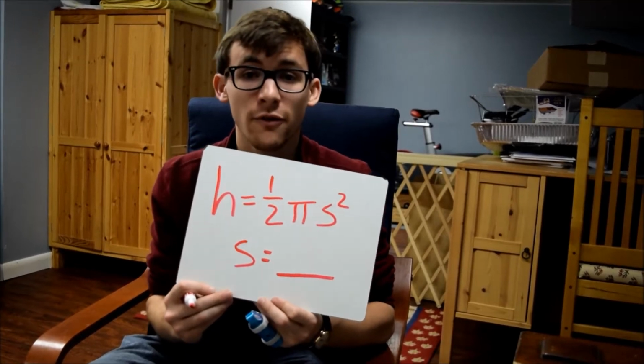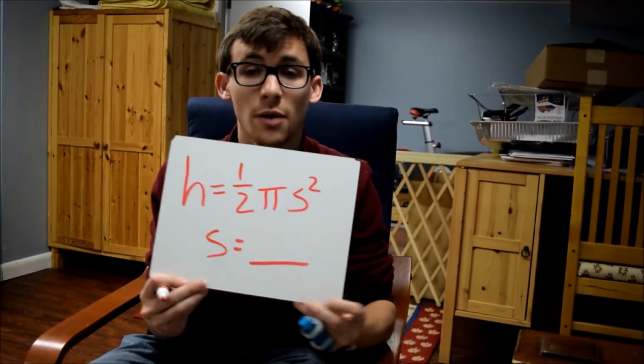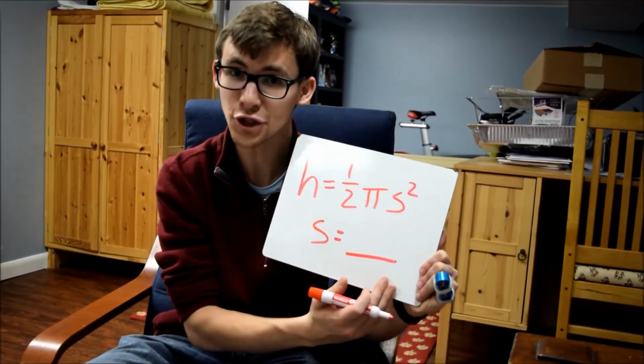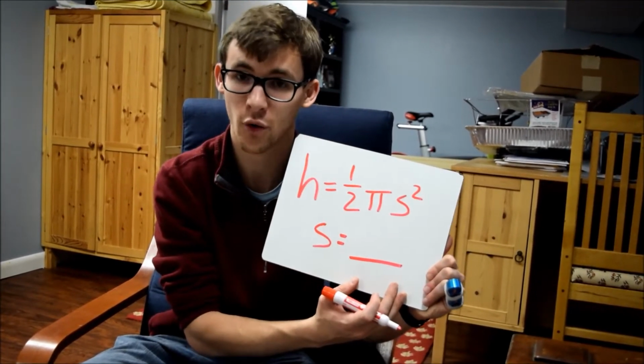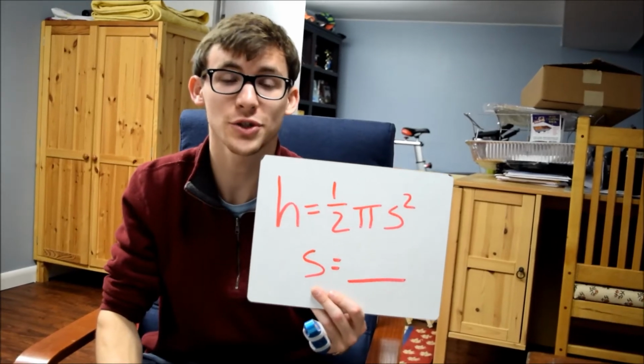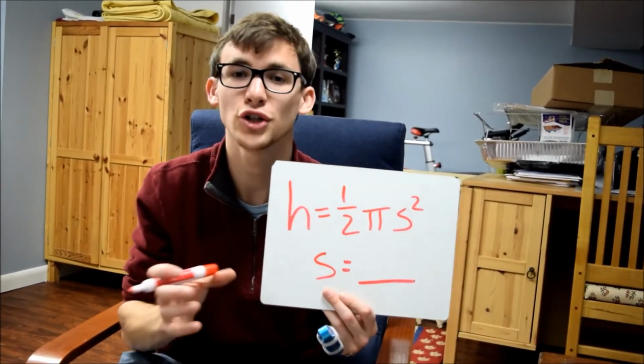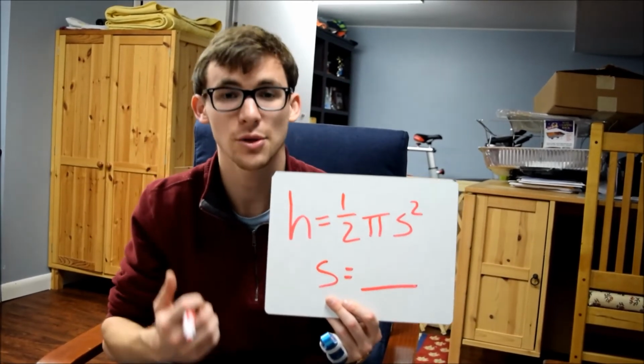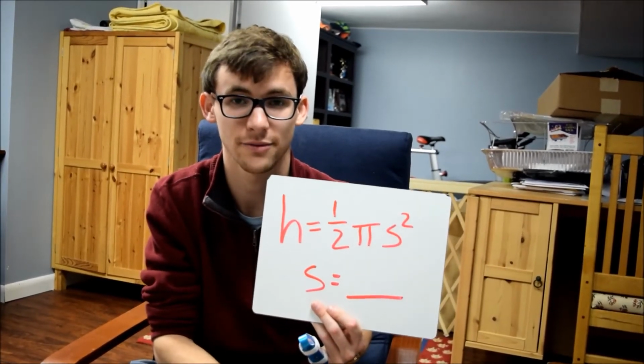Remember, solving for s in terms of h means our new equation should have s equals, and there should be an h somewhere on the other side of our equation. When manipulating equations with variables, we treat them just like we would numbers. We have to use inverse operations to move them from one side to the other.